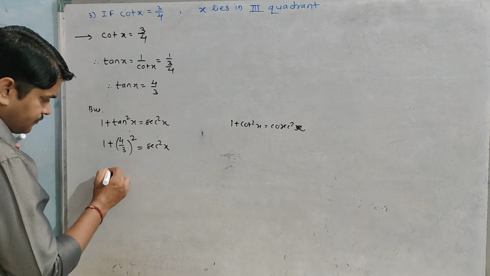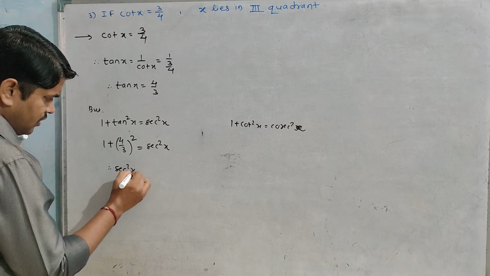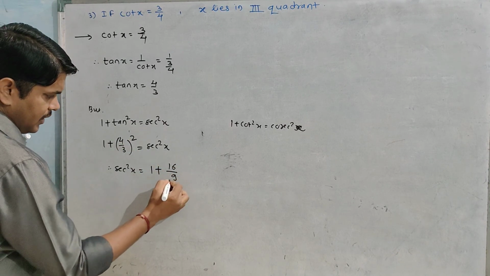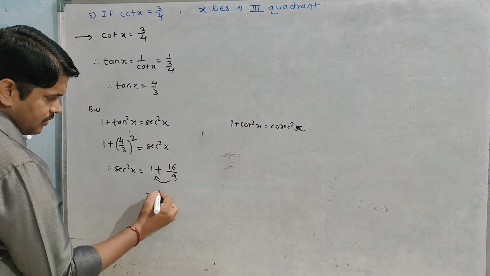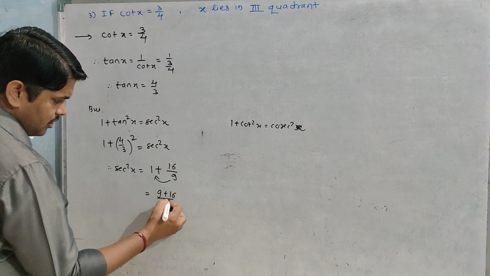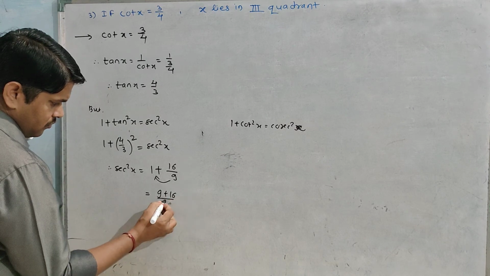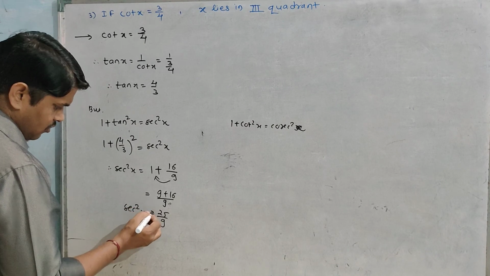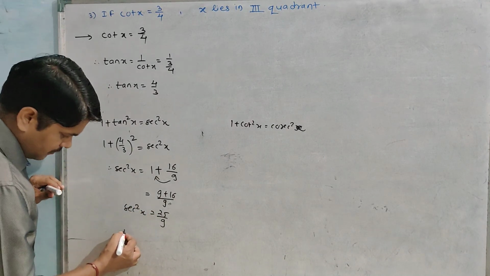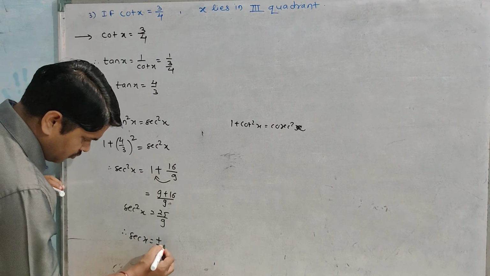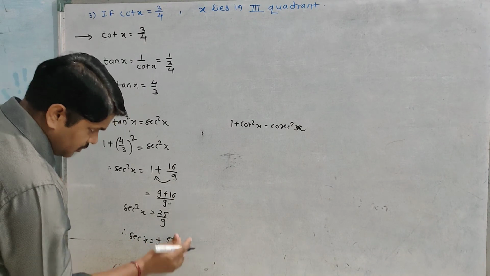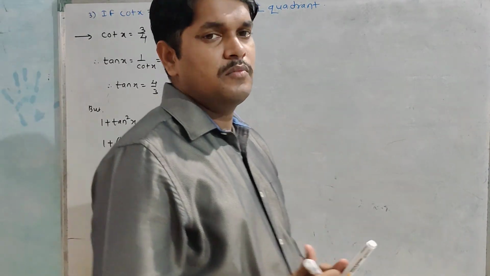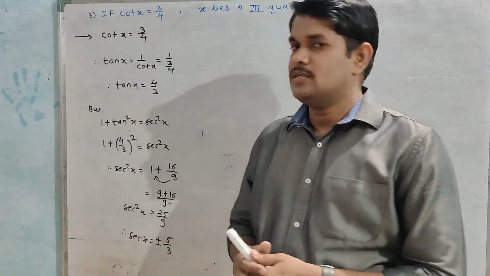So sec square of x is equal to 1 plus the square of 4, which is 16, upon the square of 3, which is 9. So taking cross multiplication, we get directly 9 plus 16 upon 9. So we get 25 upon 9. Here we have sec square of x. Understood? Therefore, sec x is equal to plus or minus 5 upon 3. Now we have two values of sec x: plus 5 by 3 and the second one minus 5 by 3.